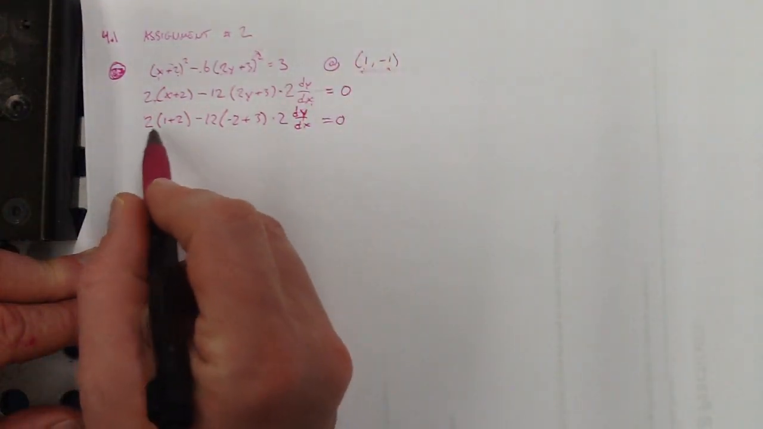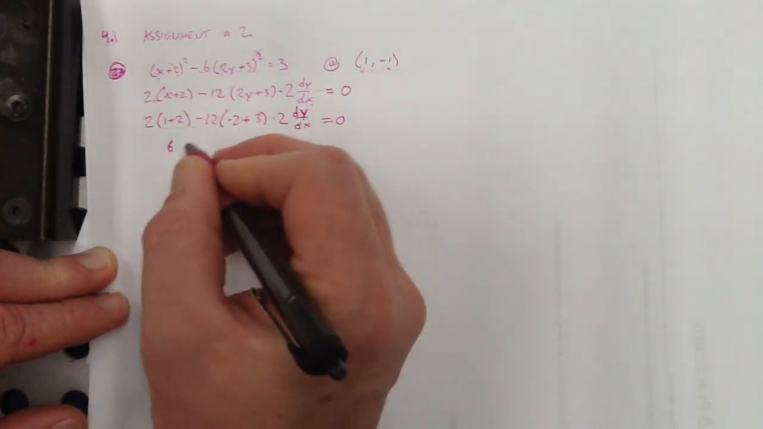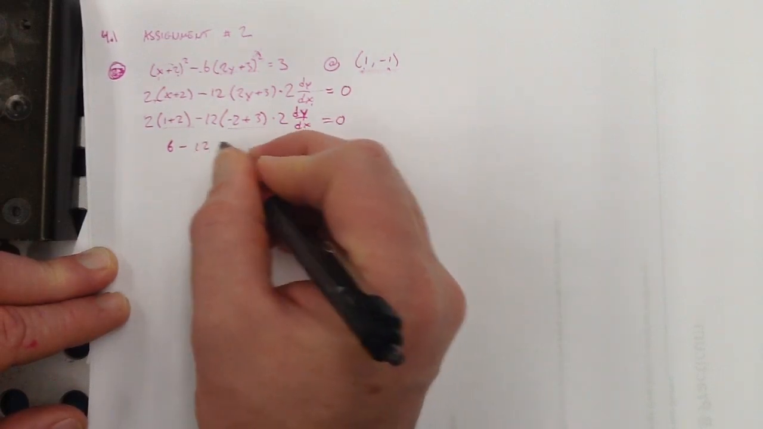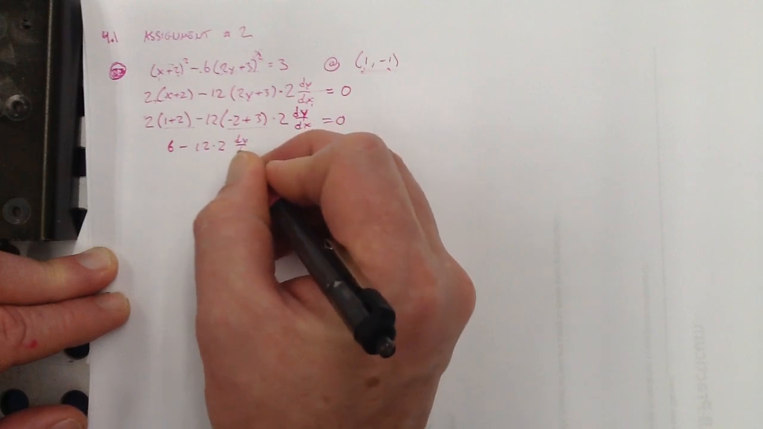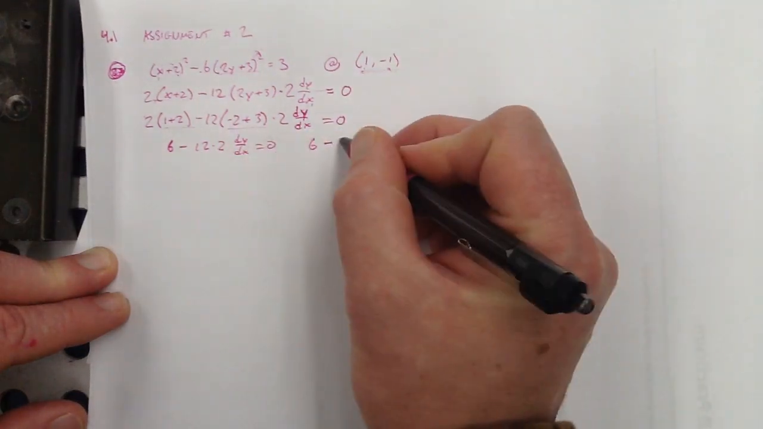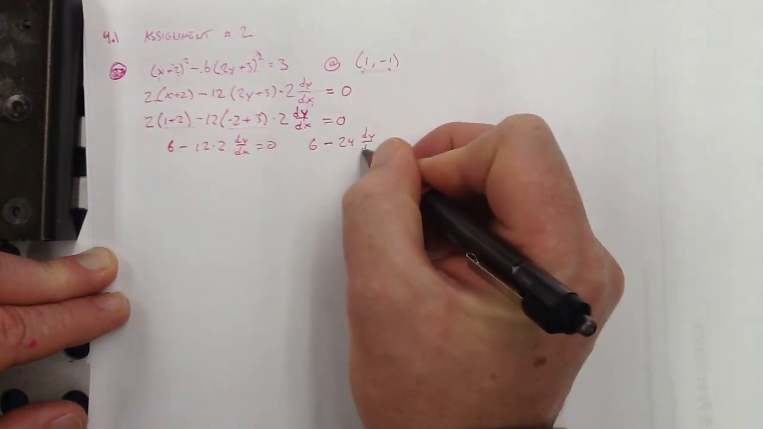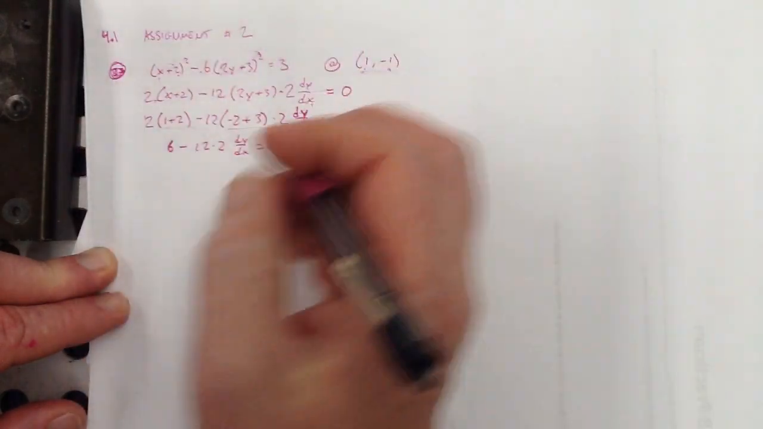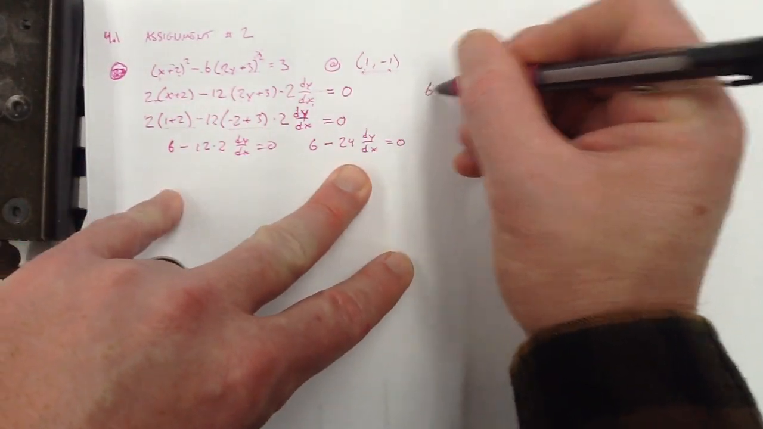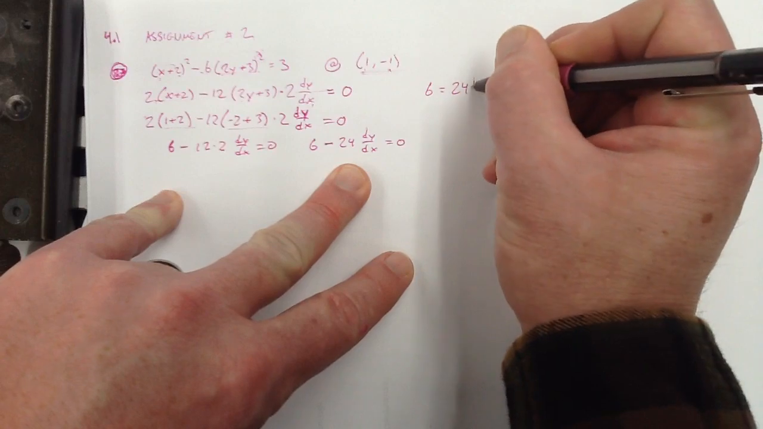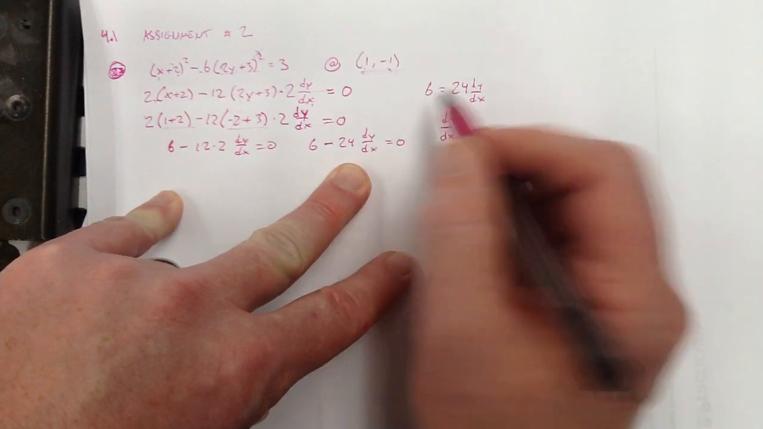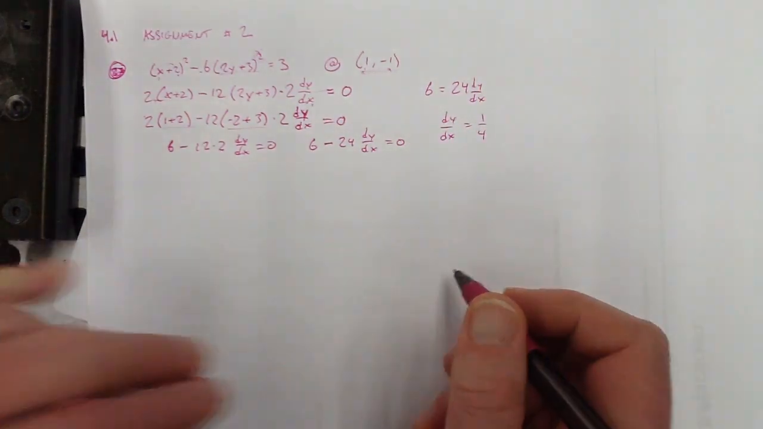It's an option. So 2 times 3 is 6, minus 12 times, this is 1, times 2 dy/dx equals 0. So that's 6 minus 24. You know what stinks? If you do all the calculus right and then you make an arithmetic mistake or an order of operations mistake, some kind of baby algebra thing. That's a bummer, so please be careful. So dy/dx is 6 over 24, or 1/4. And that's at that point.